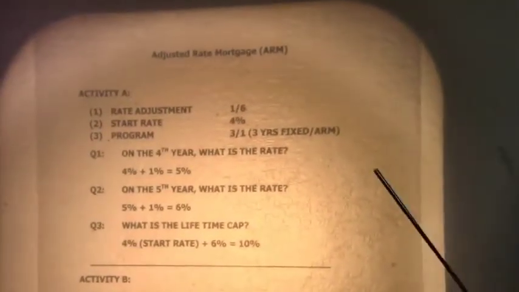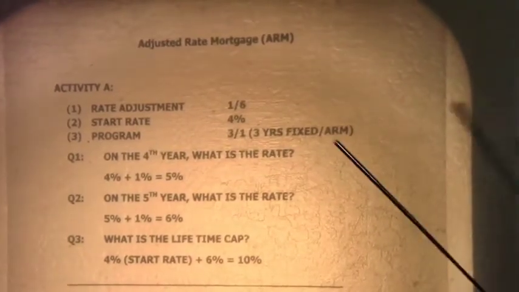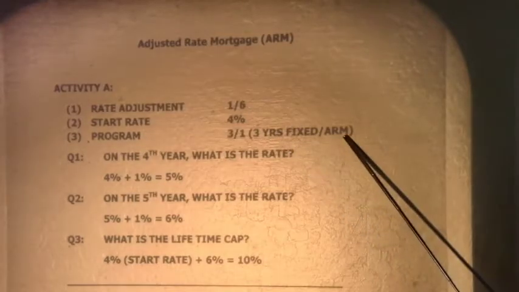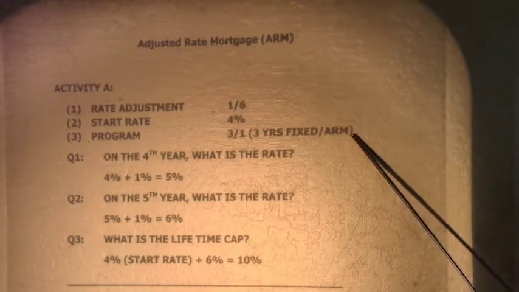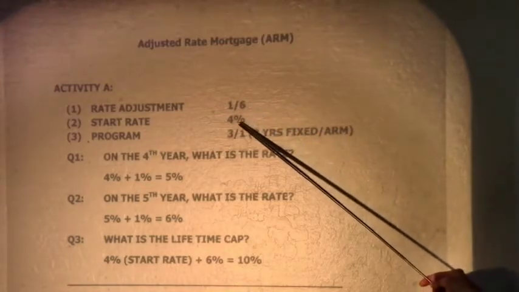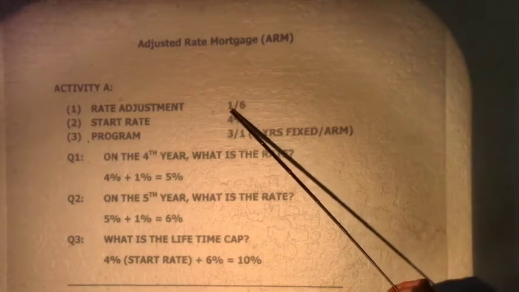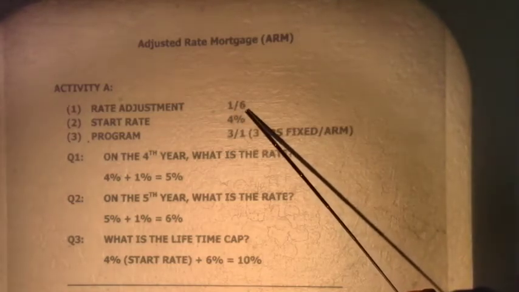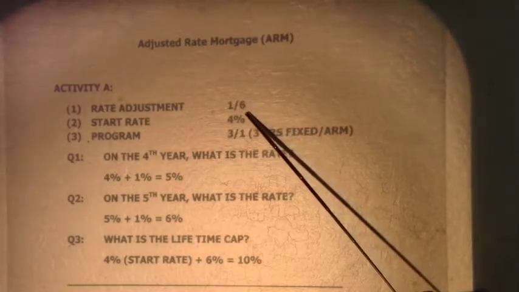Okay, example A. This is a 3-1 program. That means a 3-year fix, and then it starts to adjust. Every year it starts to adjust, okay? You start off at 4%. Once it adjusts, it goes up 1% every year until it reaches a lifetime cap. This is called a lifetime cap. I'm going to show it to you in a few minutes, okay?